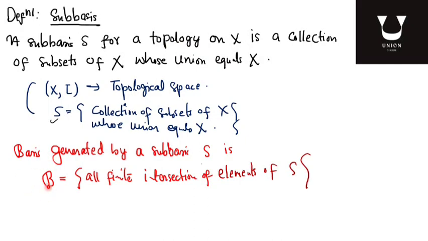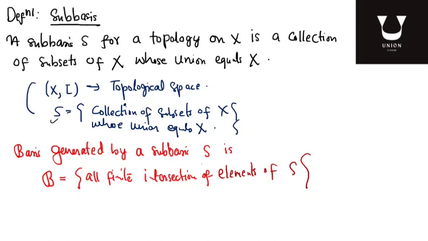Now how does the topology generated by a basis script B look? I have already proved that every element of the topology is a union of elements of B. So the topology generated by script B is equal to the collection of all unions of elements of B. But elements of B are all finite intersections of elements of S.